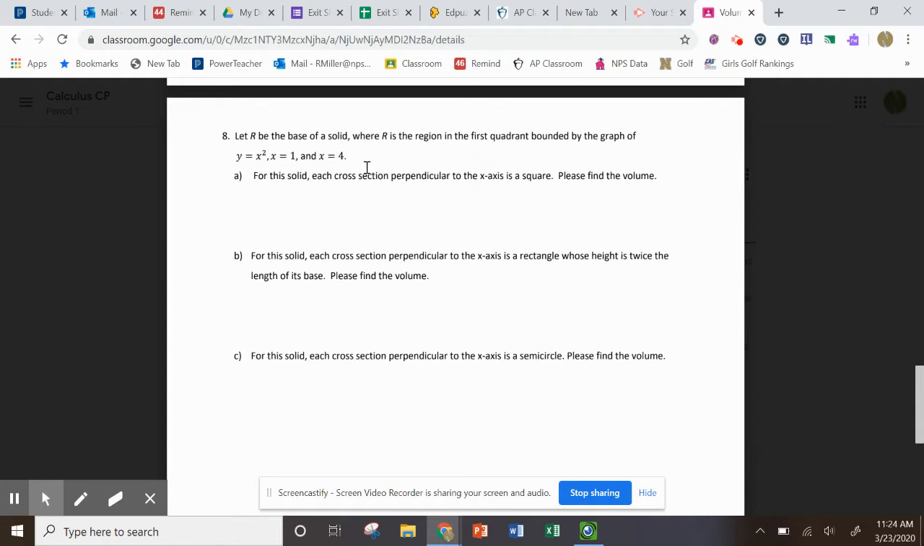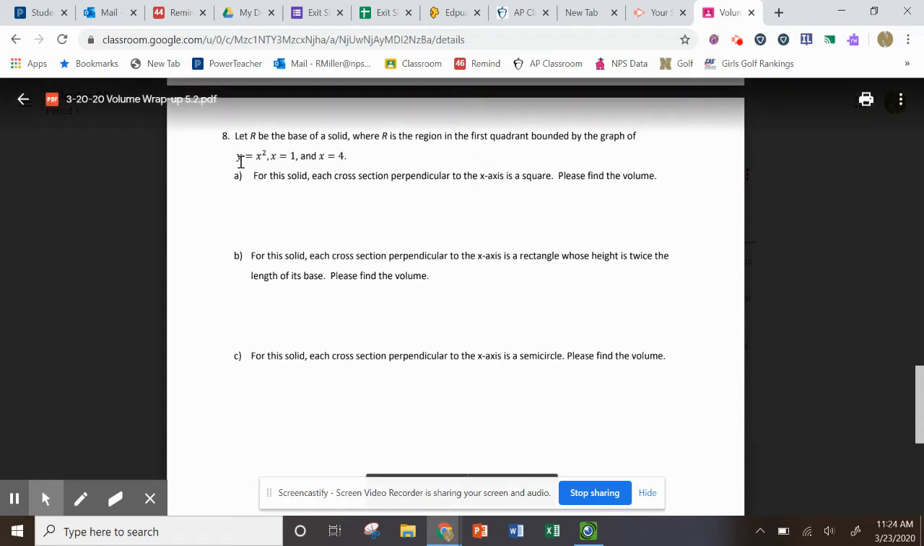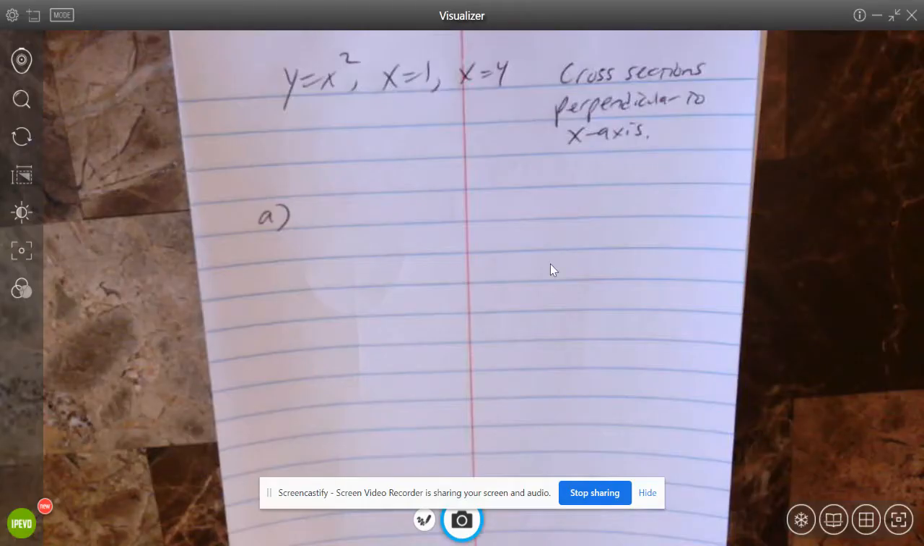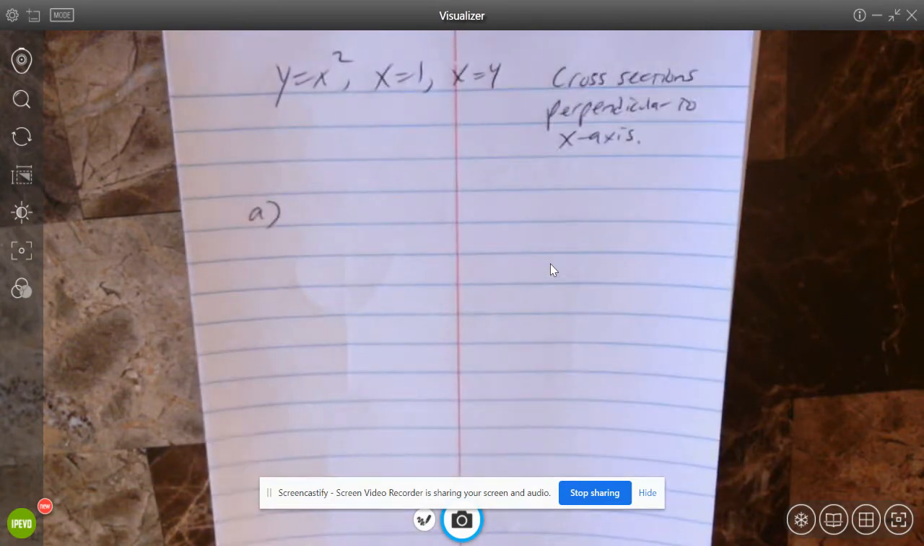So in order to do that, we just got to recognize what equations we're dealing with. We have y equals x squared, x equals 1, x equals 4. All three of these, the cross sections are perpendicular to the x-axis. So I'm going to go ahead and focus on that. The first one is a square. I kind of already set it up over here a little bit.